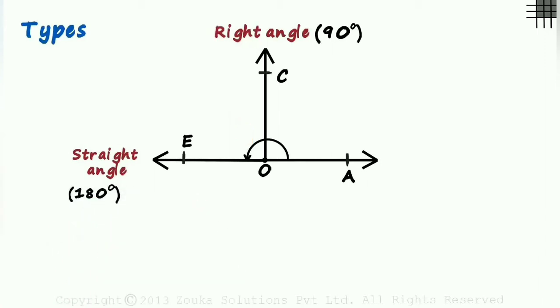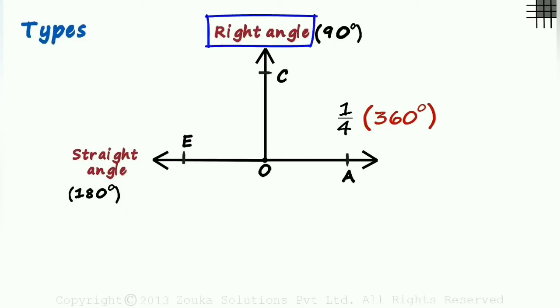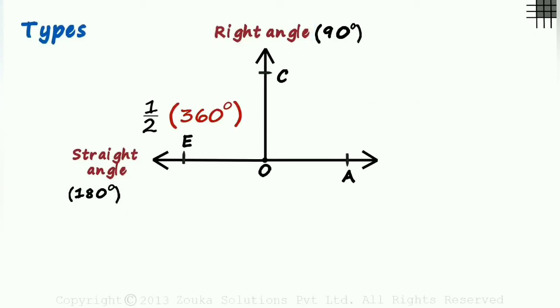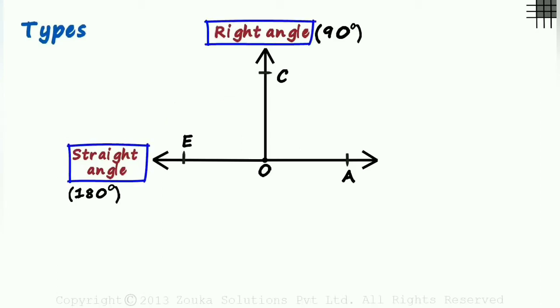So remember, 1/4 of a complete rotation is a right angle, and half a complete rotation is called a straight angle, which is actually a straight line. These two were the special angles, and if you look at the figure closely, these two angles divide the plane into 3 regions. Let me color them for you.